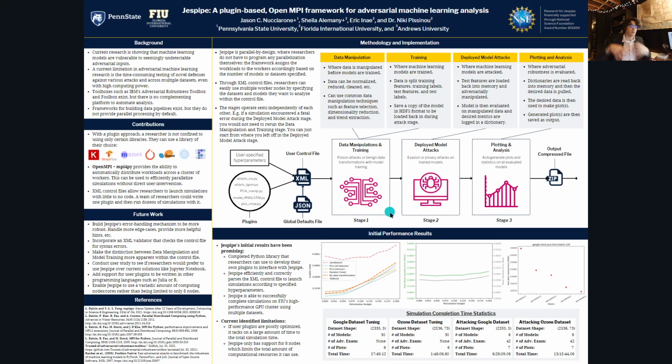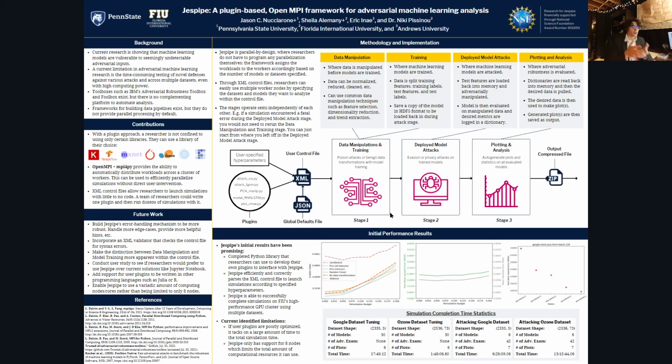So we start with the data manipulation and training stage. What our framework does is it uses OpenMPI to enlist the help of multiple computing nodes on a cluster to parse and then train data at a very efficient pace, basically splitting all these tasks. And so the data is manipulated, once again, like dimensionality reduction, and then the models are trained on that data.